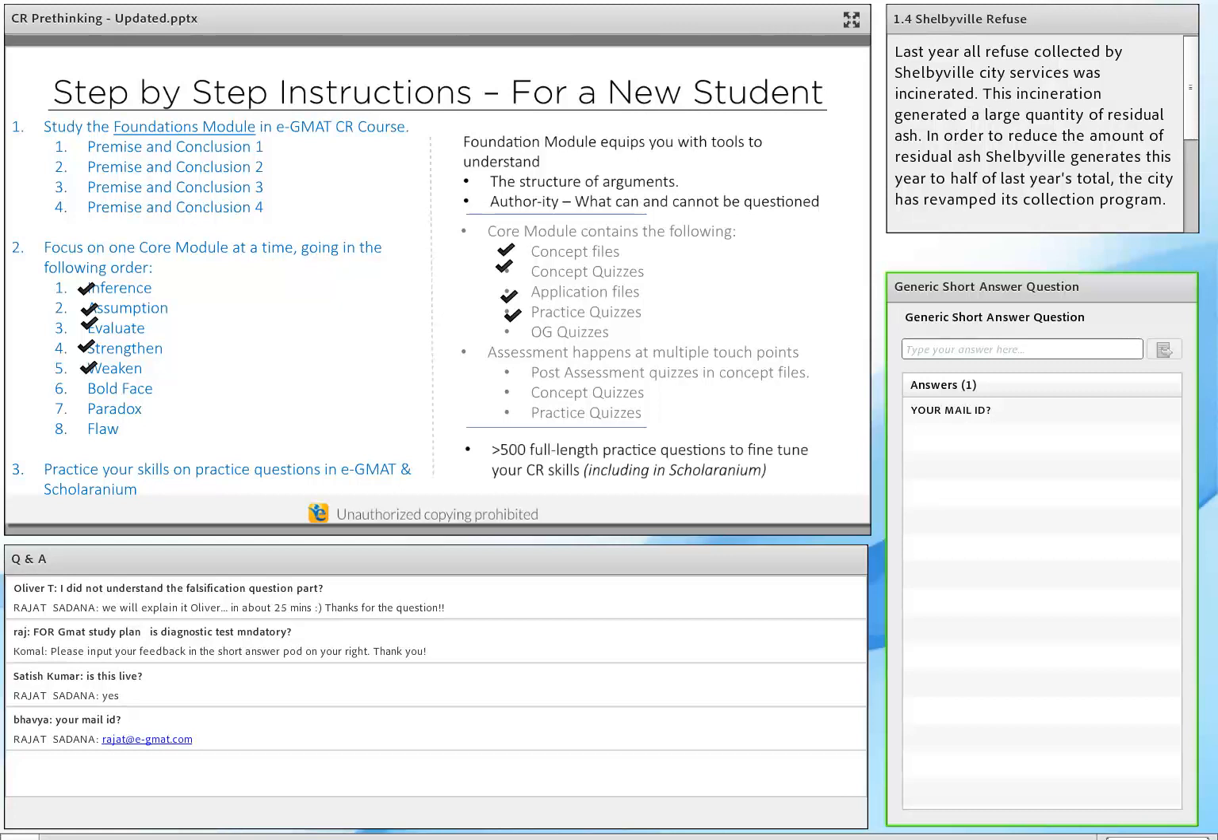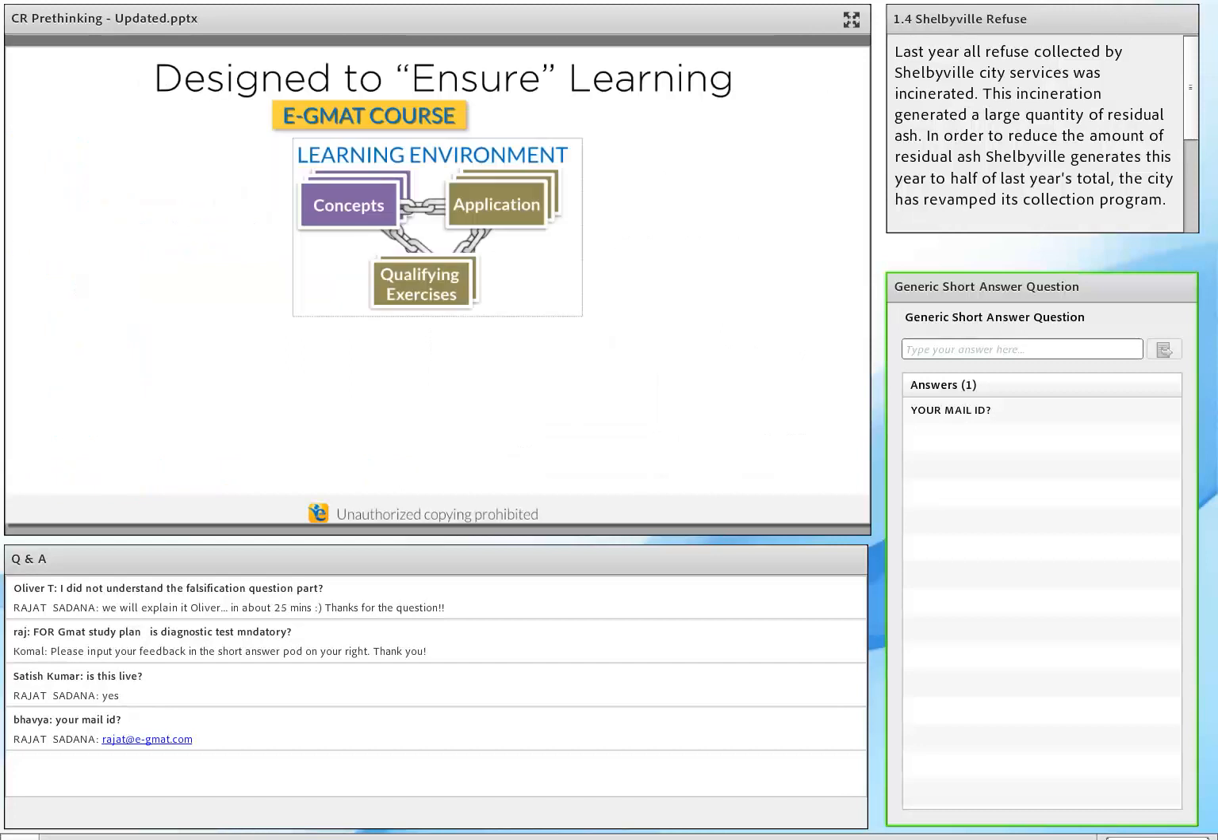And then you should practice in our Scholarium platform. So how do you do this? First, go through the course, make sure you get 80% scores in concept and application files, as well as our practice quizzes. Then go through Scholarium. Scholarium already has cementing quizzes. Take them, then go through ability quizzes over there.